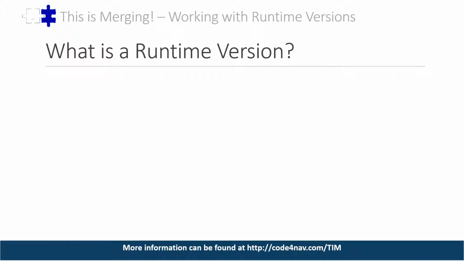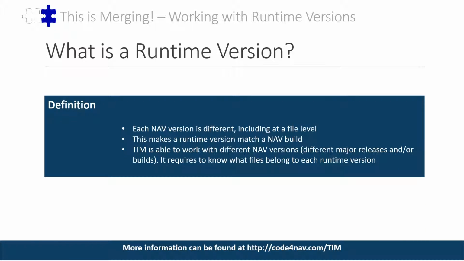So what are runtime versions and why are they important? Software in general and NAV specifically are constantly evolving, releasing new versions of the same product with bug fixes or improvements. In NAV, this means that every time a new version is released, a new set of files to make it work is usually required.